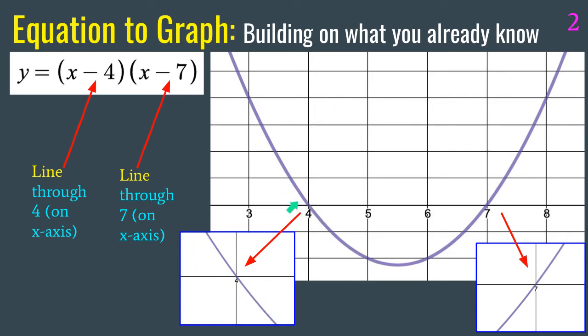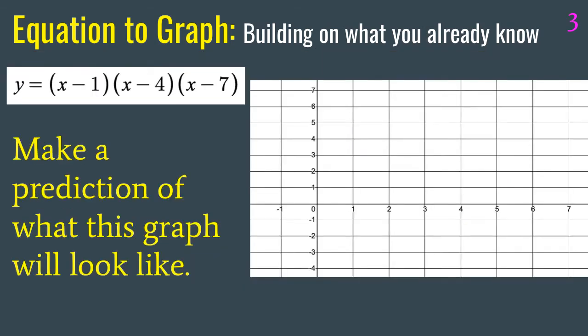A line cutting through. Then there's a line cutting through 7. There's a line cutting through because this is a first power term. Okay, next. Now we have 3 pieces. We have x minus 1, x minus 4, and x minus 7.